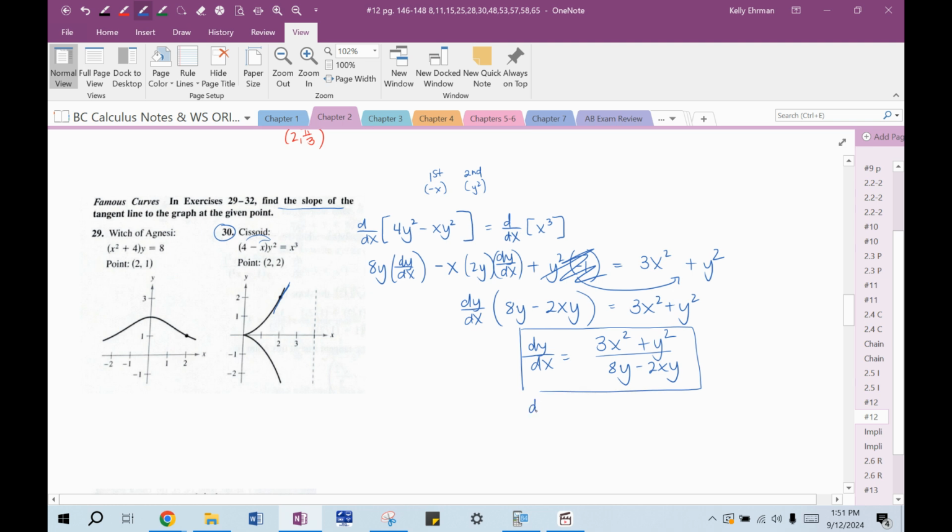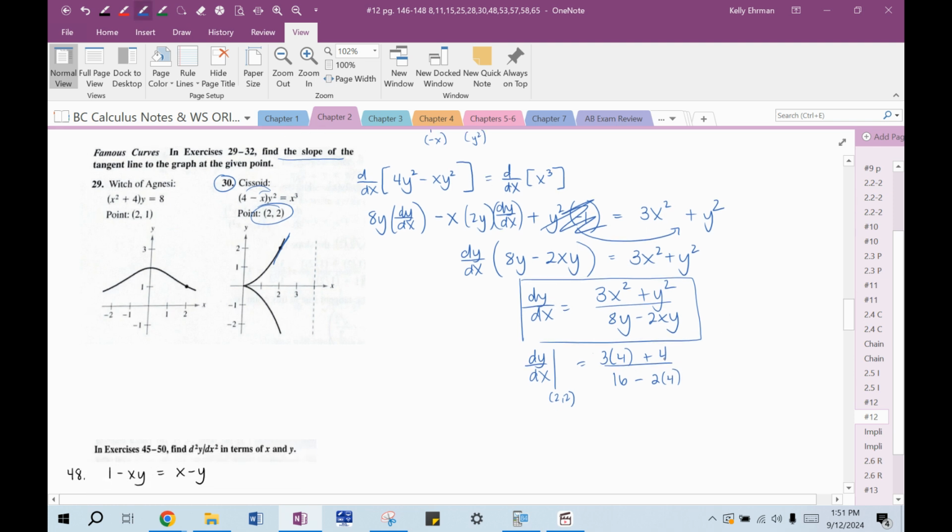And then we need to evaluate the derivative at the point 2, 2. So that's 3 times 4 plus 4 over 8 times 2 minus 2 times 2 times 2. So 12 plus 4 is 16. 16 minus 8 is 8. So derivative is 2, which I believe, right? There's the tangent slope. It seems like it could be a slope of positive 2.